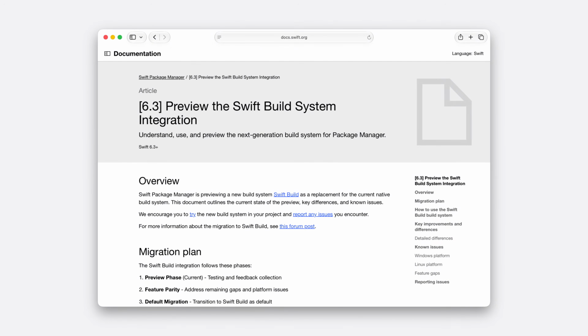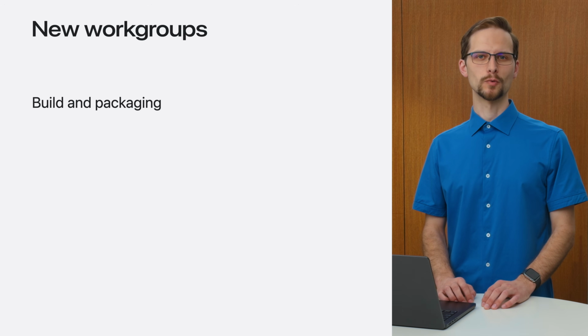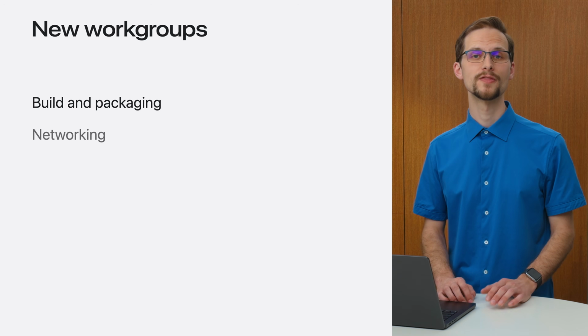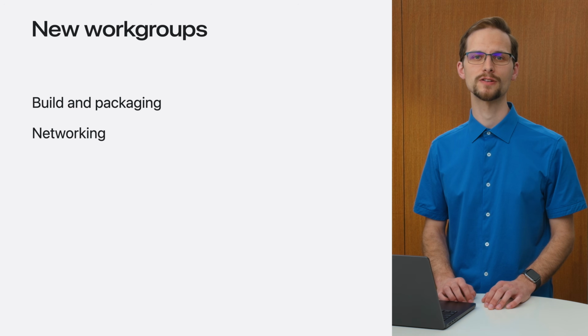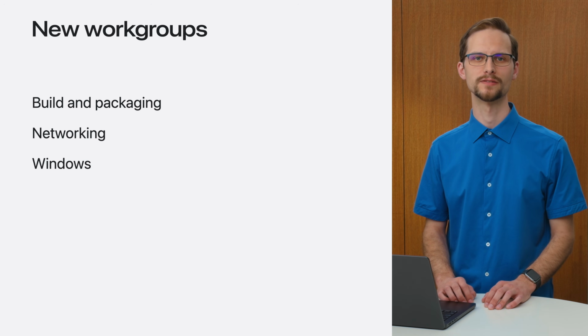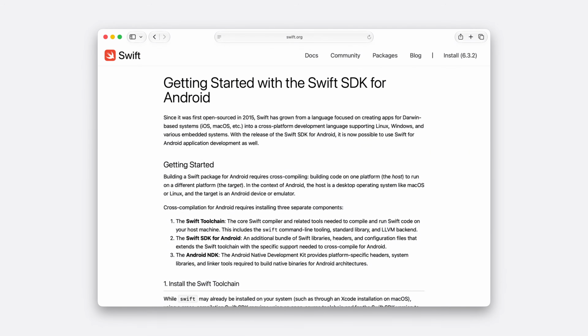Last year, we announced that we were open sourcing Swift Build, the build system in Xcode. Swift Build is now the default build system backend for the Swift Package Manager, improving the consistency between Swift package builds and what you see from Xcode. Joining the growing list of workgroups are the Build and Packaging workgroup, addressing the build and packaging needs of the Swift community. The Networking workgroup, designing the next generation of cross-platform networking APIs. And the Windows workgroup, improving the Swift experience on Windows. This year, the Android workgroup released the first Swift SDK for Android as part of Swift 6.3. This means that it is now possible to share Swift code between Android and iOS apps.